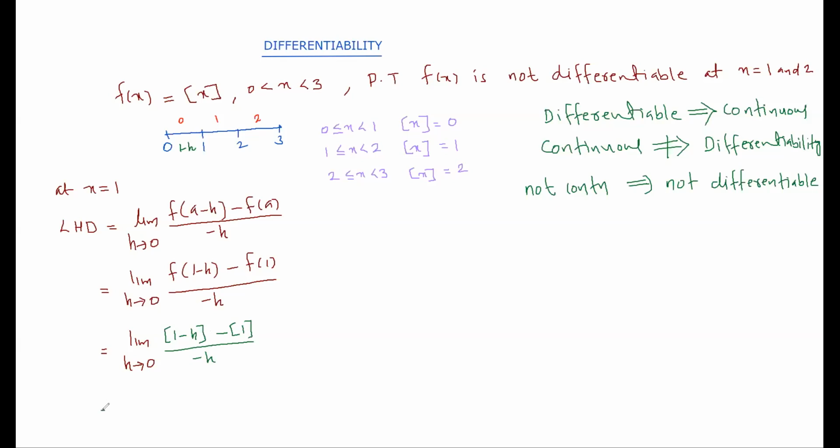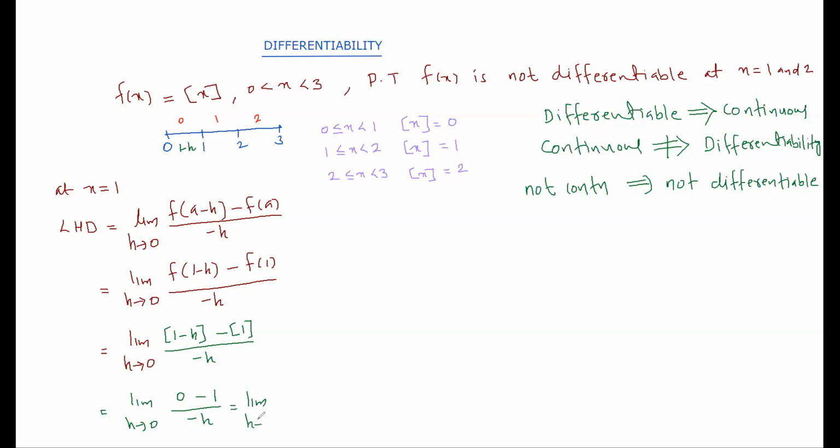So which is equal to limit h goes to 0. 1 minus h is between 0 and 1. So the integers less than that are 0, minus 1, etc. Of those, the greatest is 0, minus greatest integer of 1. The integers less than or equal to 1 are 1, 0, minus 1, minus 2, etc. So the greatest is 1, divided by minus h.